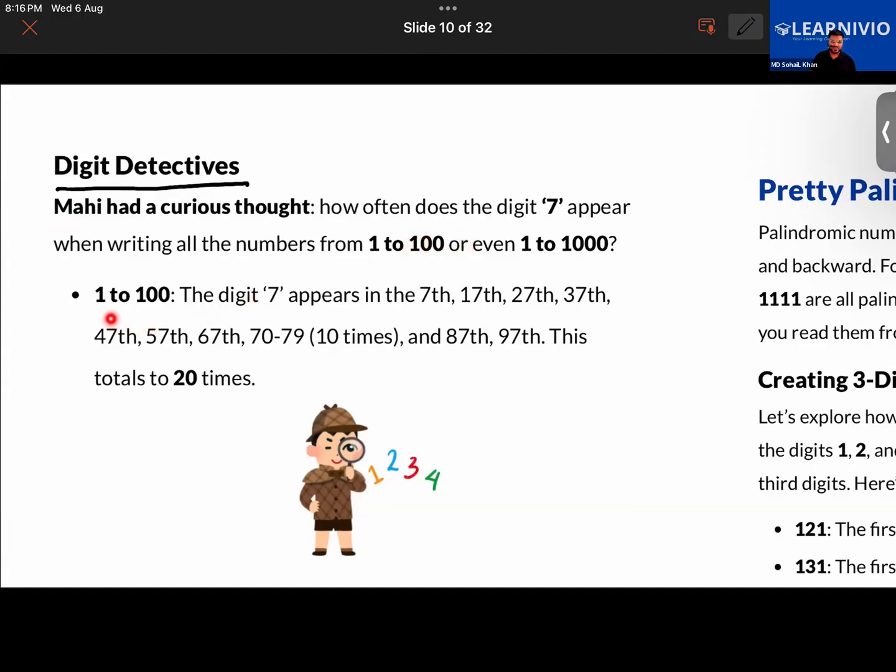If you have to write the numbers from 1 to 100, the digit 7 will appear in which numbers? Like 7, 17, 27, 37, 47, 57, 67, and then from 70 to 79, a total of 10 times. Then 87, 97. So in total how many times is 7 repeated here? 20 times. Now, 1, 2, 3, 4, 5, 6, 7, 7 plus 10, 17. Hold on. 1, 2, 3, 4, 5, 6, 7, 17, 18, and 19.